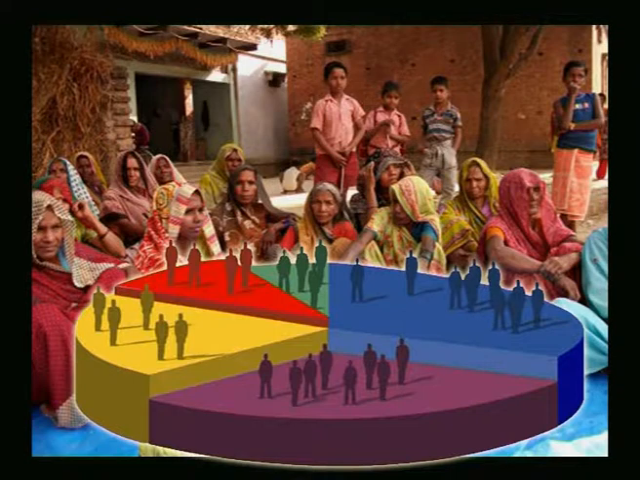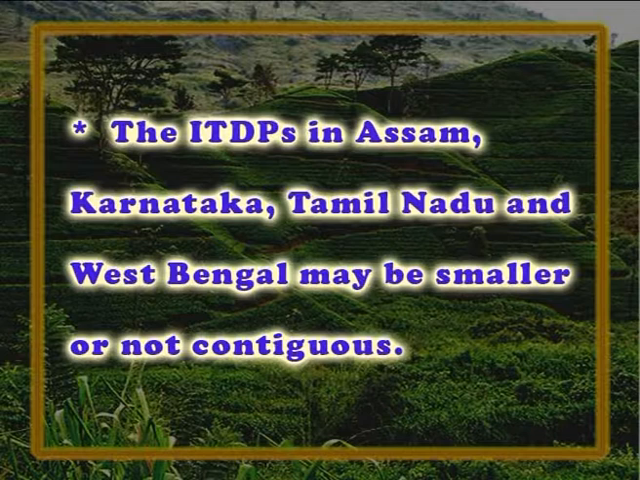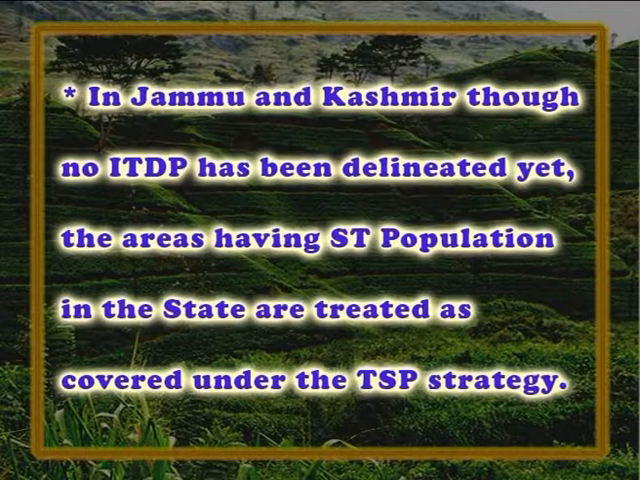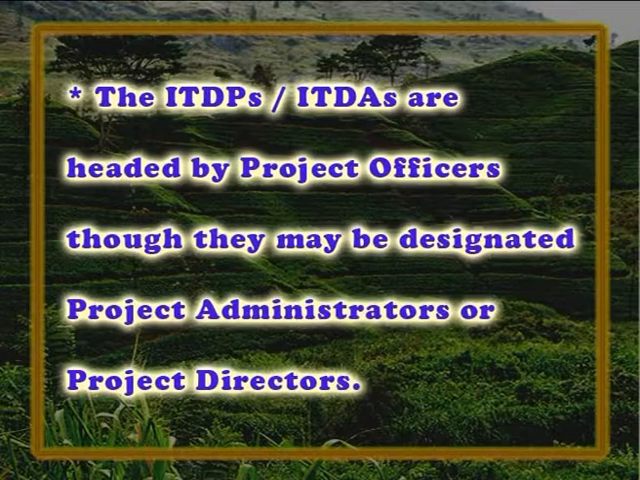Due to the demographic profile of the tribal people in these regions, however, the ITDPs in Assam, Karnataka, Tamil Nadu and West Bengal may be smaller or not contiguous. Andhra Pradesh and Orissa have opted for an agency model under the Registration of Societies Act, and ITDPs there are known as ITD agencies, that is ITDAs. So far 194 ITDPs or ITDAs have been delineated in the country. In Jammu and Kashmir, though no ITDP has been delineated yet, the areas having ST population in the state are treated as covered under TSP strategy. In 8 states having scheduled areas, the ITDPs or ITDAs are generally coterminous with TSP areas. The ITDPs or ITDAs are headed by project officers, though they may be designated project administrators or project directors.